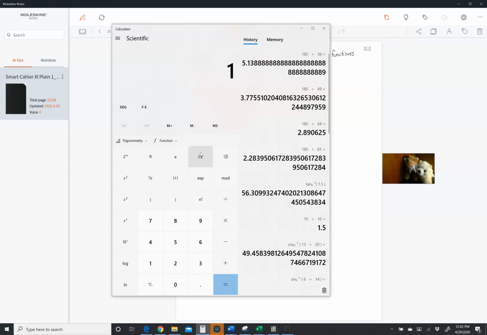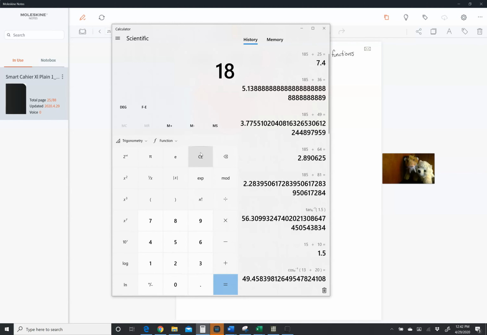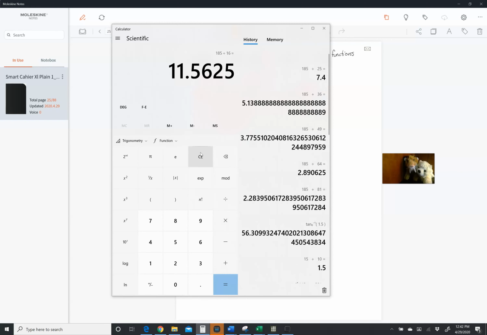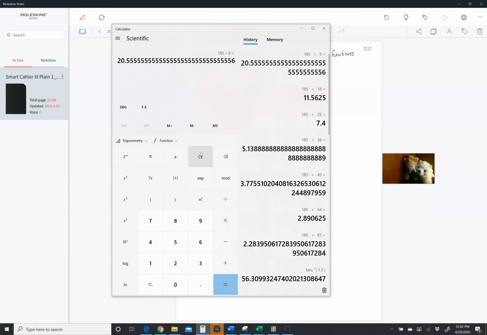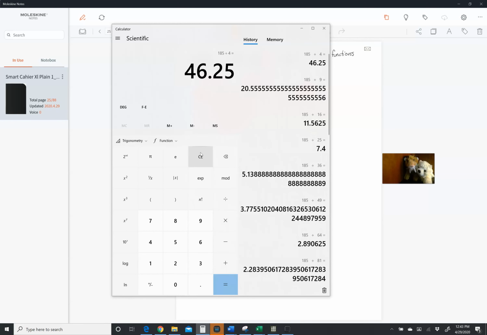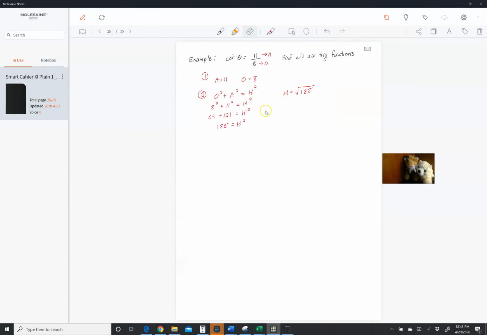Divided by 36, no. 185 divided by 25, I don't have to try. I know it doesn't work. 185 divided by 16, no. 185 divided by 9, I know doesn't work. 185 divided by 4, that's not going to work because it's not even. So this is as simple as it gets. There is no perfect square that you could pull out. So h is just equal to 185.